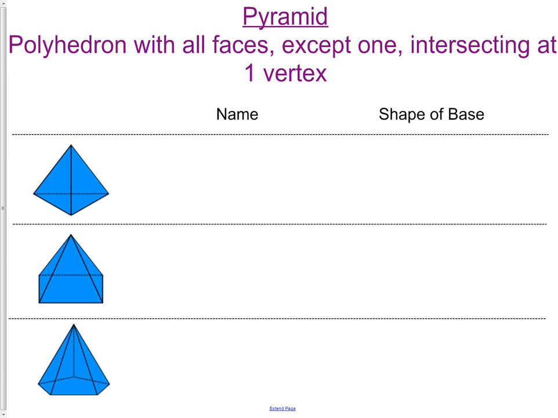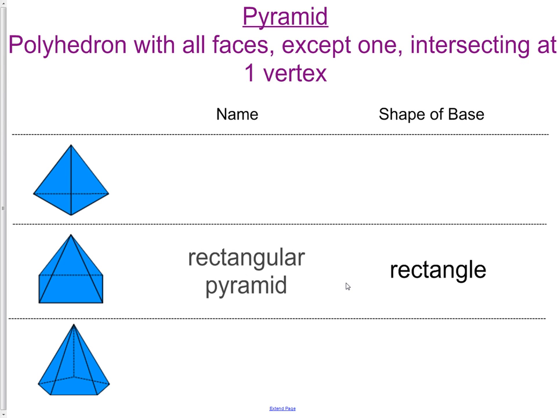So we'll look at the middle one that's a little bit easier to see. The part that I'm shading in red here, that would be the base because it never ever makes it to the top and touches that point. We name that then by the base. The base is a rectangle, so guess what we're going to call it? If you thought a rectangular pyramid, you're correct.